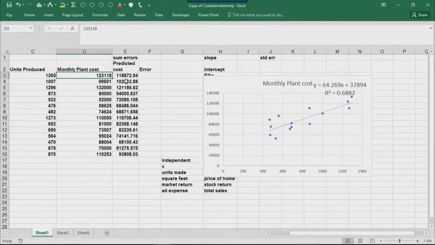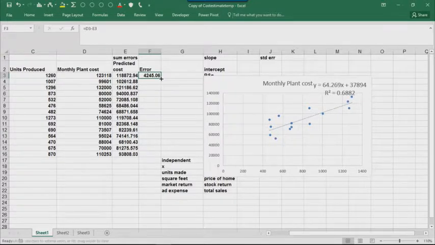We have the actual cost. So what's the error? Actual minus predicted. Let's take the actual cost minus the predicted cost, and that measures how far the point is above or below the line. So that first point's about 4,000 units above the line.